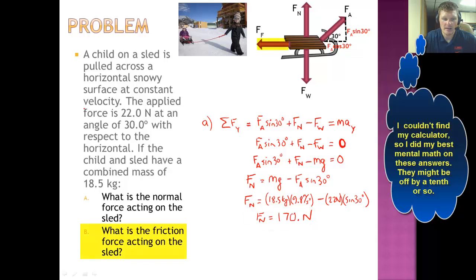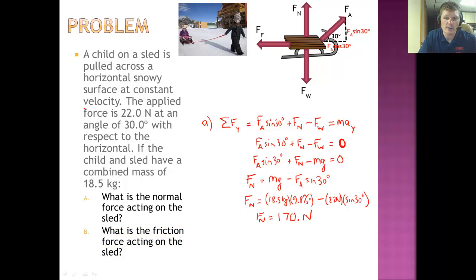Okay, on to part B. What is the friction force acting on the sled? If we want to calculate the frictional force, we need to focus on the forces acting in the horizontal direction. We have F sub A cosine of 30 acting in the positive horizontal direction, and we have the friction force acting in the negative horizontal direction.